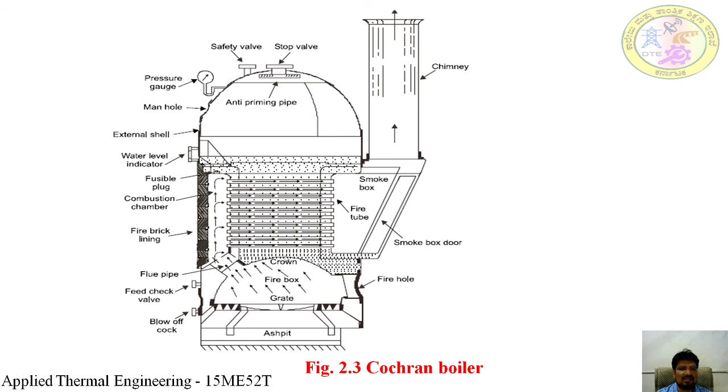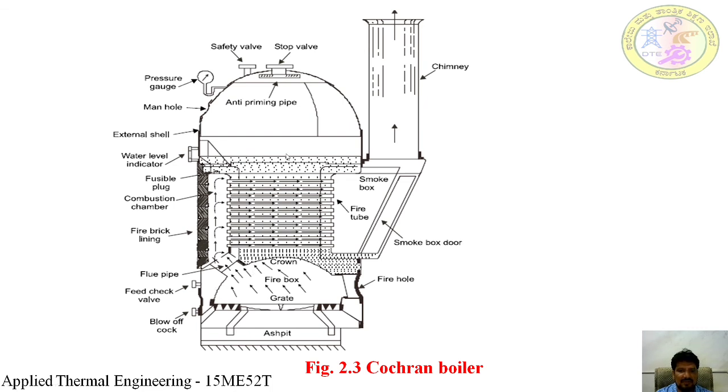So how does the Cochrane boiler work? First, the water will be filled with the help of this feed check valve. It is a non-return one, so it is completely filled by the water. Whenever it reaches a particular level, the feed check valve is stopped. Once we know the level of the water, we stop the water.